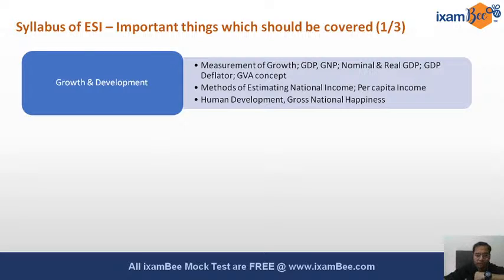So how do we calculate the per capita income? What is the per capita income of India, according to reports by the WB and all? So how do you define human development? What are the components of human development? So what is gross national happiness? Which country was the first to bring in this concept of gross national happiness?